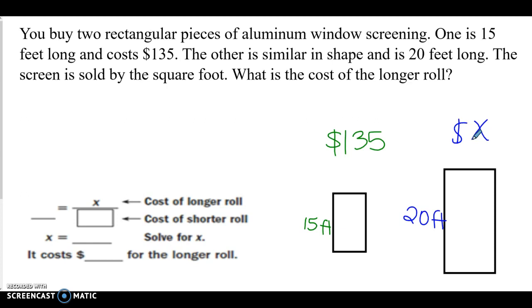The screen's also sold by the square foot. So when you see square foot, what does that hint you toward? Is square feet area or perimeter or side length? Area, because it's got the square unit. That's how most things are sold, right? You go to Home Depot, like a square foot of carpet or a square foot of hardwood floors. Okay? So we're looking for the cost of the longer roll. So it's kind of got a proportion set up for you.